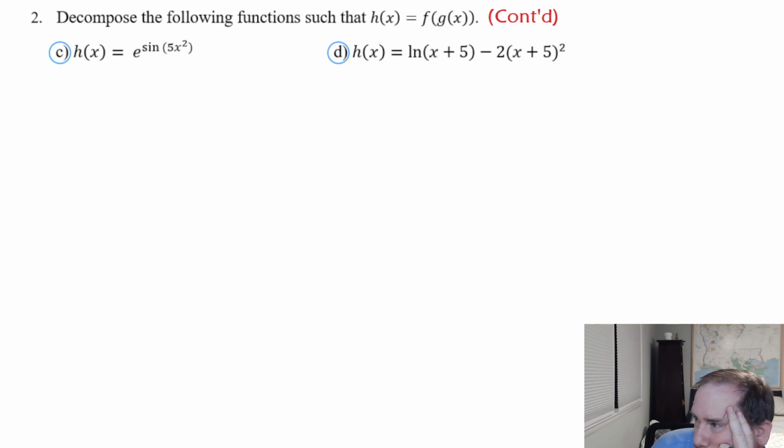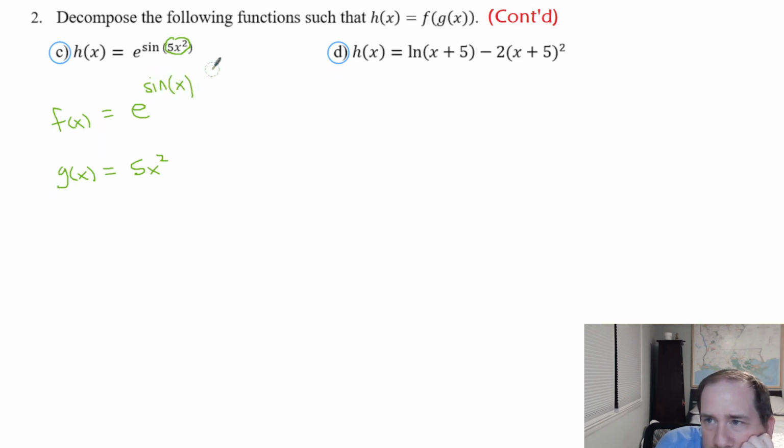So again, your eyes should probably just fall on the 5x squared as being a good inner function. So you just let g of x be the 5x squared. And then you let f of x be e to the power of the sine of x. And that'll do it.